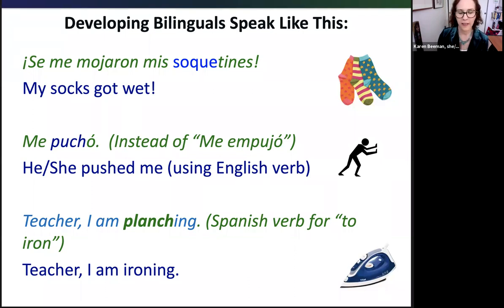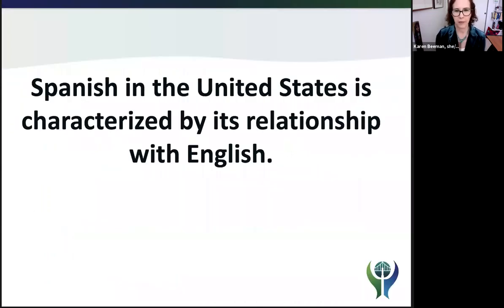And part of moving them to that understanding is this statement. So we cannot expect our students in the United States to speak like monolingual Spanish speakers, nor monolingual English speakers. That's not going to happen. They're no longer all green or all blue or all orange. They are a combination of these colors. And so what do we do?